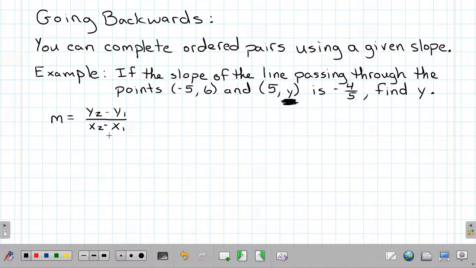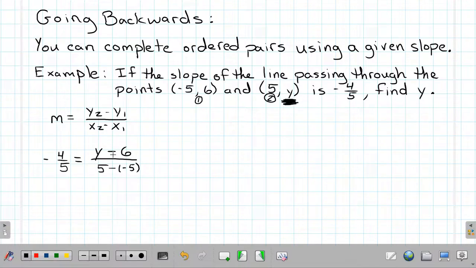Well, this is in the slope formula section, so we're going to start off with the slope formula. What do we know out of this formula? We know m is -4/5. We know y2, the way it's ordered here, so we can do 1 and 2. Well, it's y minus 6 over, in this case, x2 is 5 minus -5.